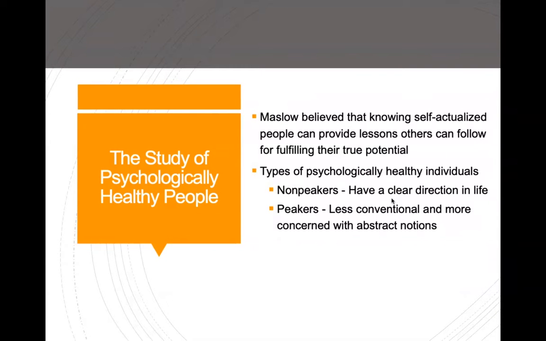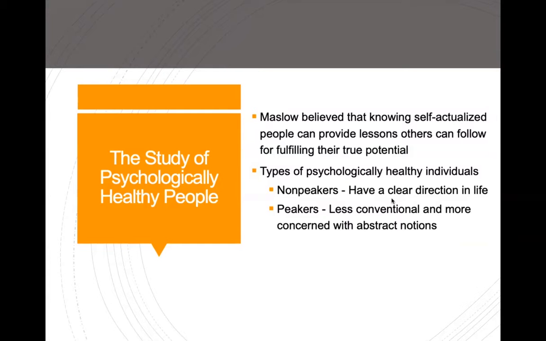In the study of psychologically healthy people, Maslow believed that knowing self-actualized people can provide lessons others can follow and fulfill their full potential. So, Maslow actually turned to records and documents to learn about historic figures who have lived self-actualized lives, like Thomas Jefferson, Albert Einstein, Eleanor Roosevelt, Albert Schweitzer. All of these people lived a very self-satisfied life. It's not just about what they achieved, but the fact of how they felt within, regardless of what they achieved or not.